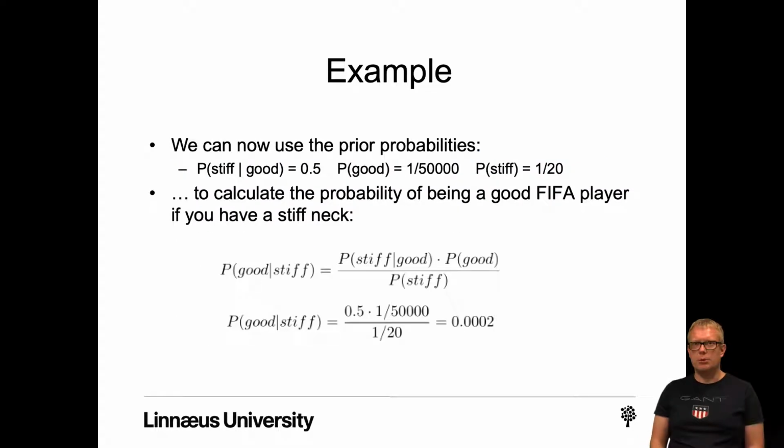We can now use these prior probabilities: probability of being stiff given good is 0.5, probability of being good is 1 in 50,000, and probability of having a stiff neck is 1 in 20. We can use these to calculate the probability of being a good FIFA player if you have a stiff neck. We just put our values into Bayes' theorem: probability of stiff given good, multiplied by probability of being good, divided by probability of having a stiff neck. We put in our numbers, calculate, and reach a number of 0.0002.